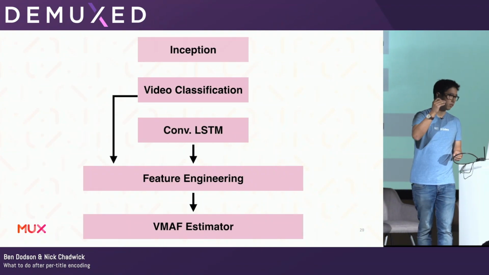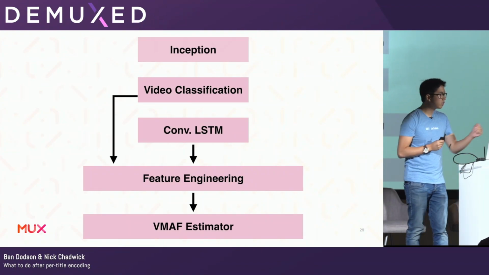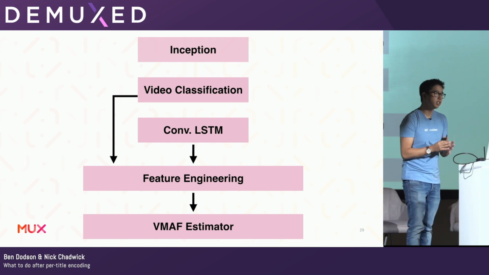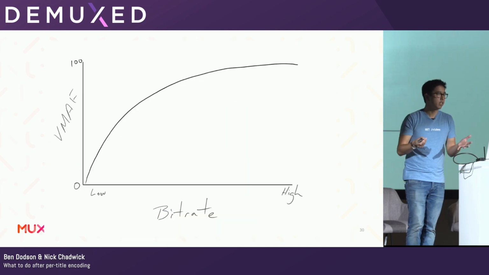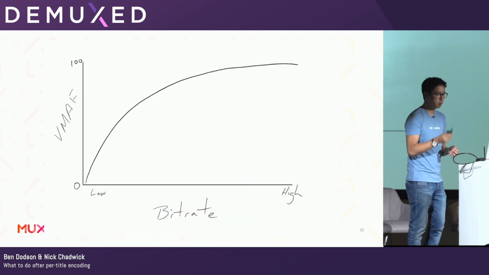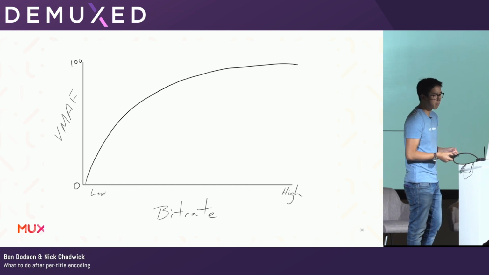And we take features from the video classification layer, as well as from the convolutional LSTM, and pass them through a feature engineering layer, which allows us to create a VMAF estimator. And from that, we can actually reconstruct a pretty accurate representation of the convex hull.